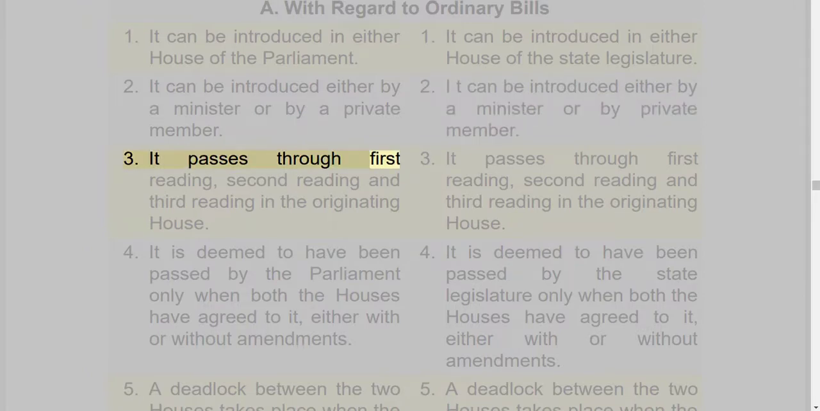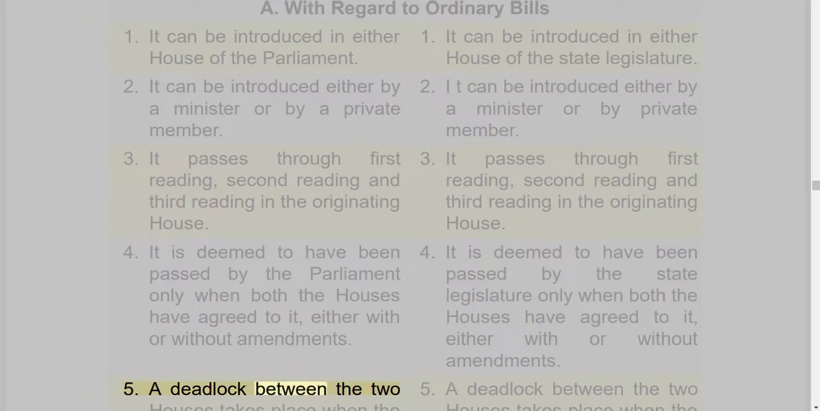3. It passes through first reading, second reading, and third reading in the originating house. 3. It passes through first reading, second reading, and third reading in the originating house. 4. It is deemed to have been passed by the Parliament only when both the houses have agreed to it, either with or without amendments. 4. It is deemed to have been passed by the state legislature only when both the houses have agreed to it, either with or without amendments.